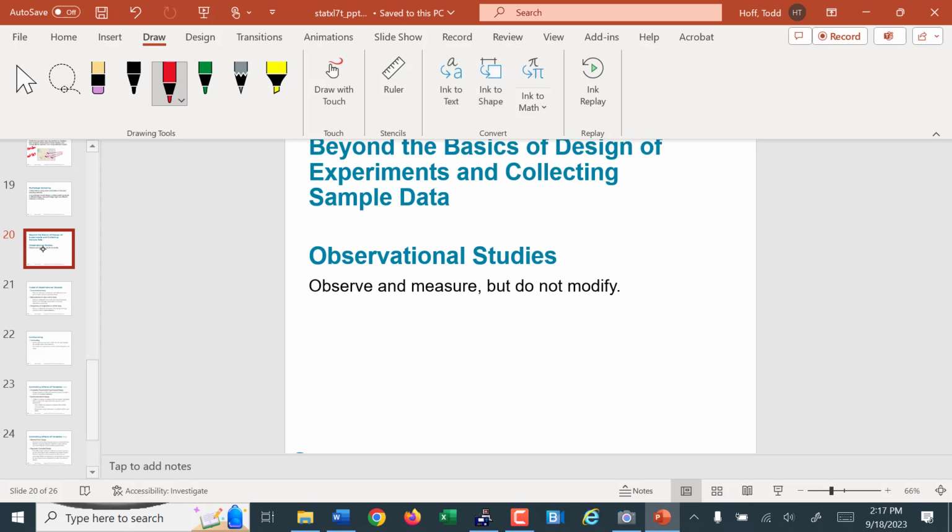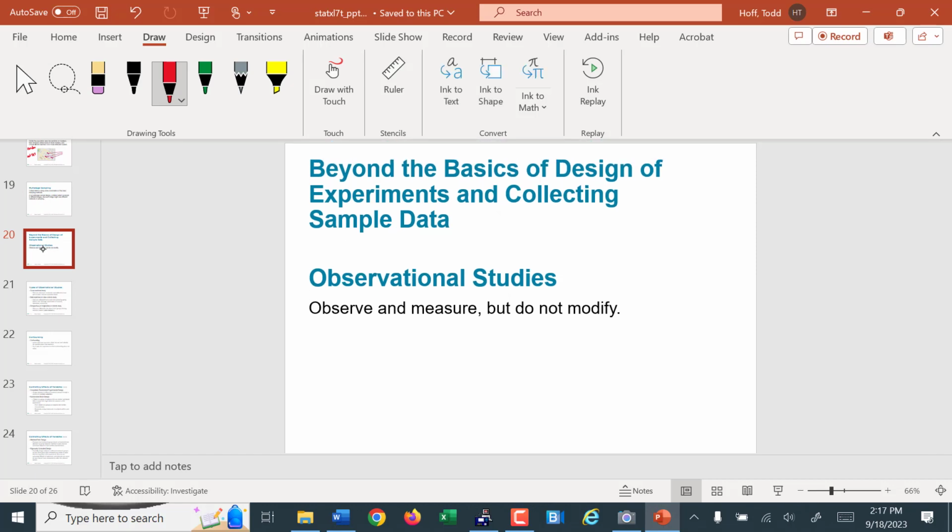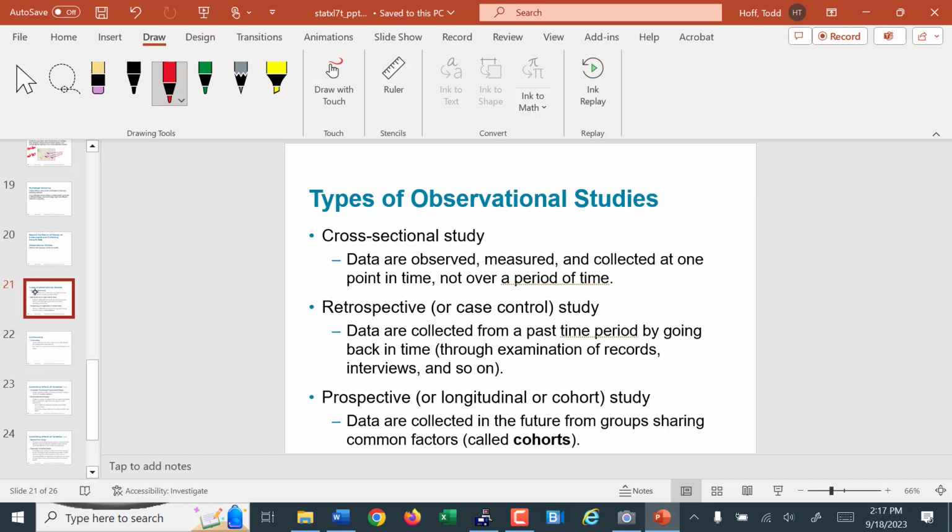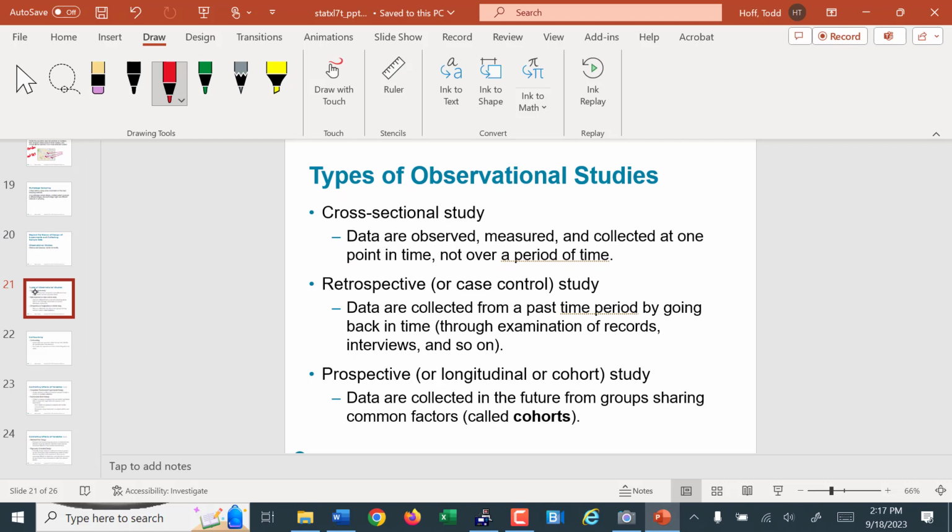So beyond the basics of experimental design, we have the type of study being done, whether it's an experiment or observational. In an observational study, like we said, we observe, but we do not impose any treatments ourselves. Whatever treatments exist already existed in our groups. Types of observational studies: we have a cross-sectional study. In this case, we observe and measure the data, collecting it at one single point in time, and that's it. A retrospective study is a study that's already happened.